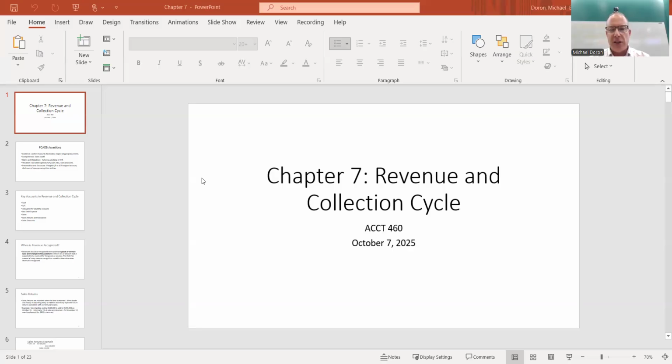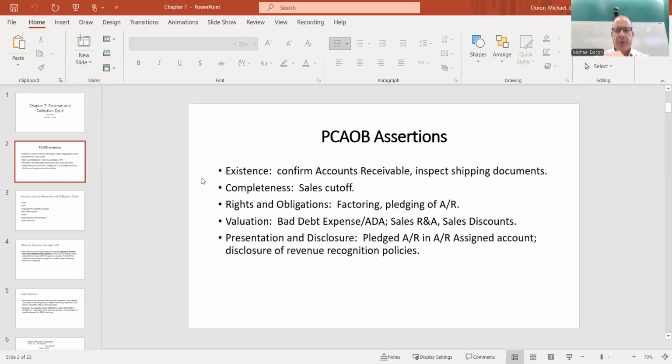All right, so let's get to work on this revenue and collection cycle. Okay, so one way you can organize it when you're doing an account cycle, think about what is it you're doing. So what are the PCAOB assertions that we're going to be testing when we're doing the revenue and collection cycle? Existence. We're going to be confirming accounts receivable, confirming the existence of accounts receivable.